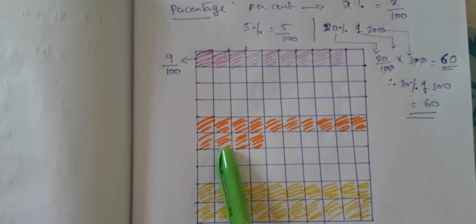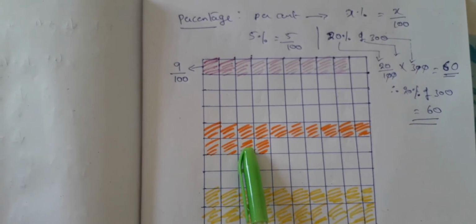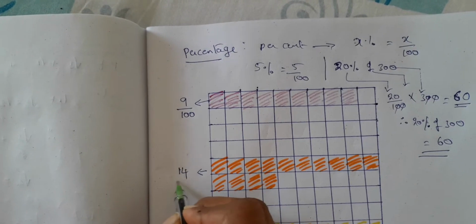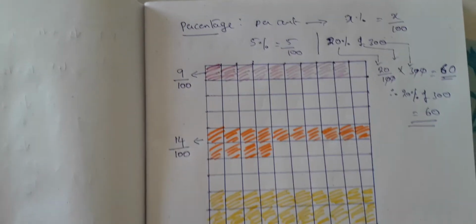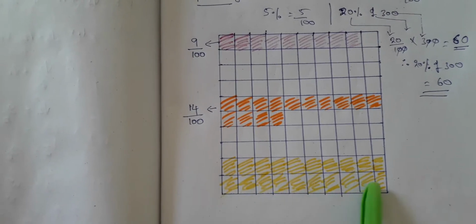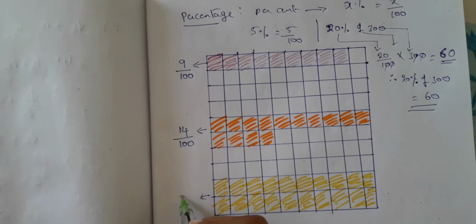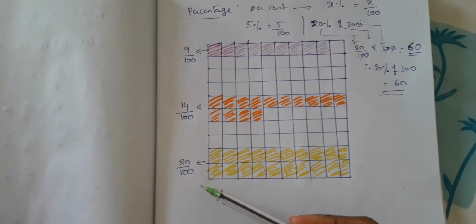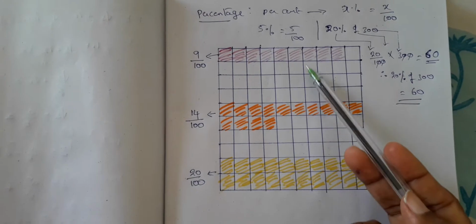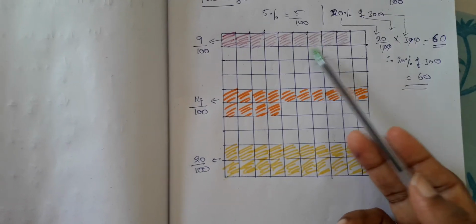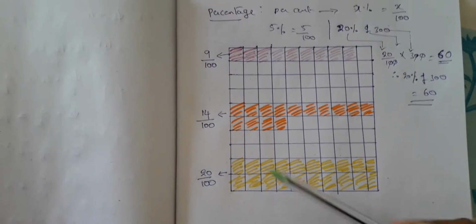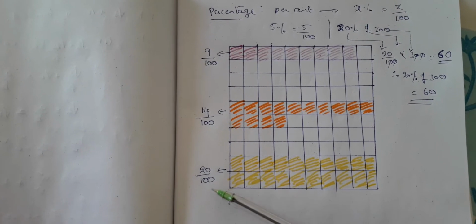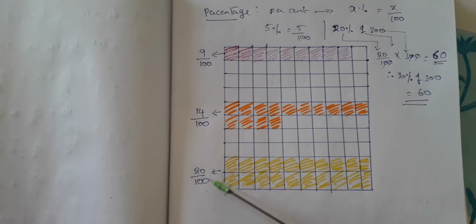Now, if you see this one, it is 10 plus 3, 1, 2, 3, 4, 14. So how do we write the fraction form? It is 14 by 100. Now, if you see here, 10 plus 10, 20, yellow color, 20 by 100. So when you observe, what is the fraction in which the pink color is occupying the given squares? 9 by 100, and orange color 14 by 100, yellow color 20 by 100. So this is how we'll write the fraction.